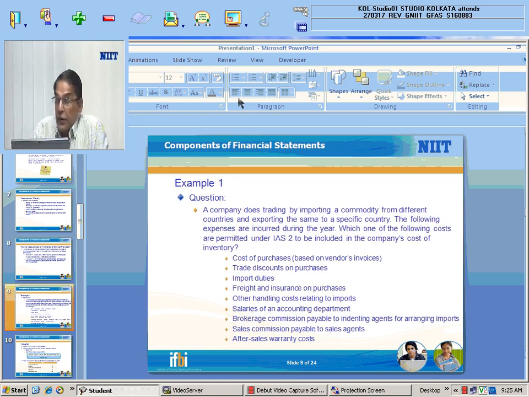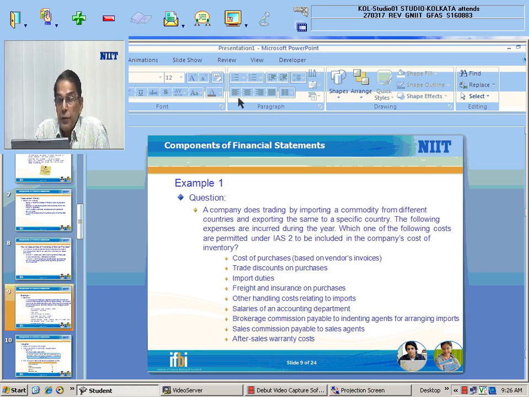So the company's business is importing a particular commodity from different countries and exporting the same to a specific country. So it's in the export-import business. The following expenses are incurred during the year. There is a list of expenses which have been incurred during the year. Which one of the following costs are permitted under IS2 to be included in the company's cost of inventory? So let's look at the various items of expenses, and which can be included for determining the cost of inventory and which should be excluded. Let's try to understand that.